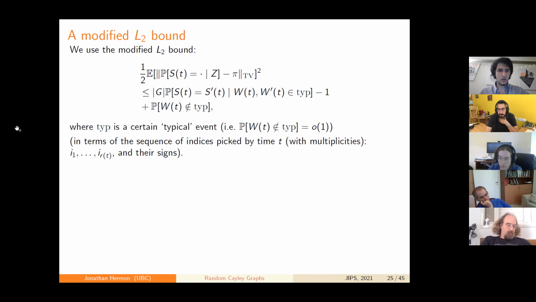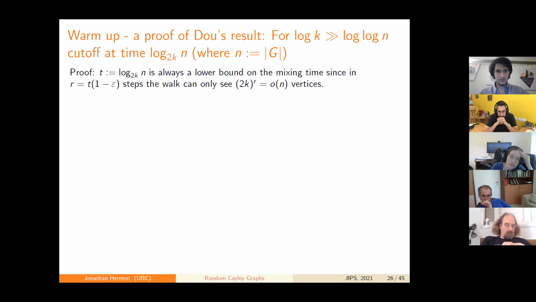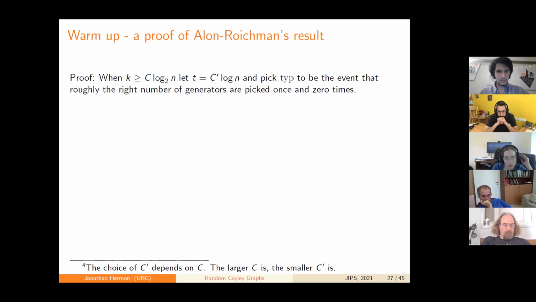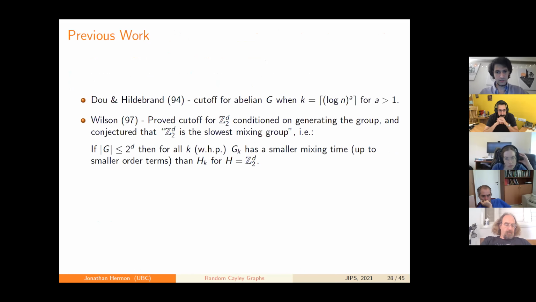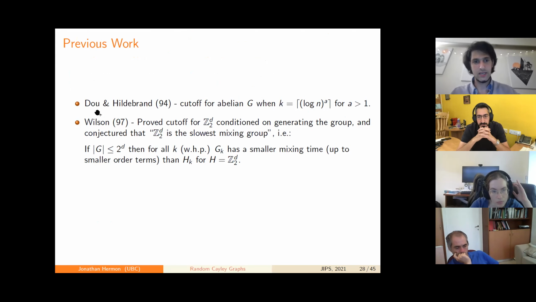Okay, so I'm going to skip this proof, but it's very similar to the proof we had before. It's a certain Cauchy-Schwarz. And here are the, that's Dawes' result. And this is Alon-Roichman. So both of them are quite short using this observation. Okay, so here are some additional previous results.